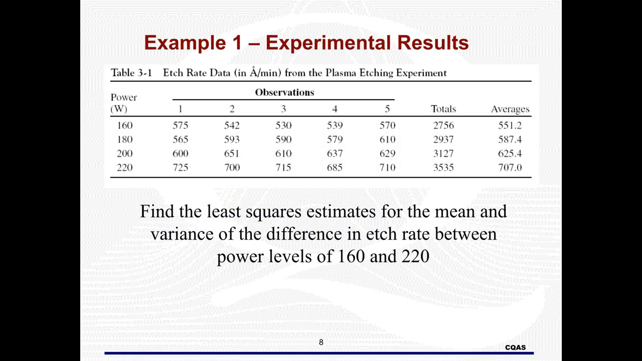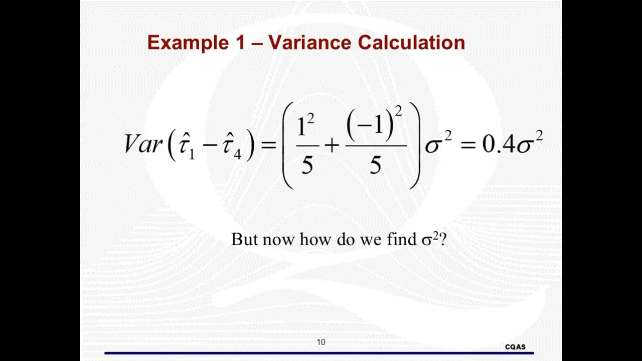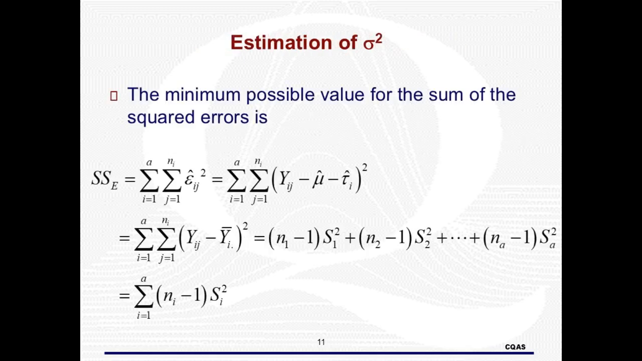Let's find the mean and variance for the difference between power levels 160 and 220. Here is the calculation for the mean difference. Here is the variance calculation. The problem now is that we don't know the variance, so we will need to estimate it. To do this, we need to find the sum of the squared errors. This should look familiar. This is similar to L from an earlier slide, except now we will use the estimates and we want to find this quantity. You should be able to see that if we had A equals 2, this is just the numerator of the pooled variance estimate that would be used if we assume equal variances.